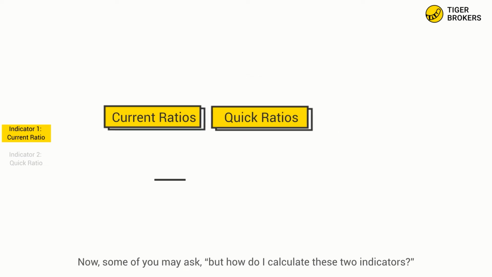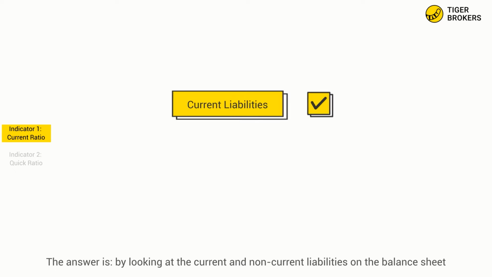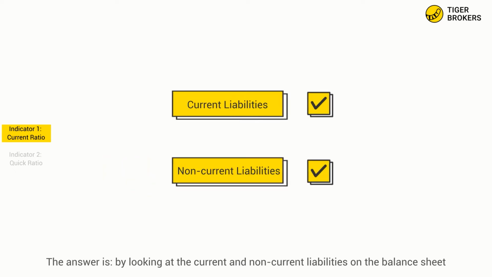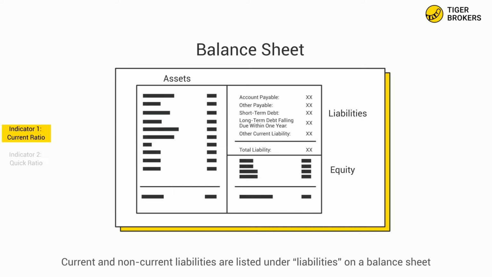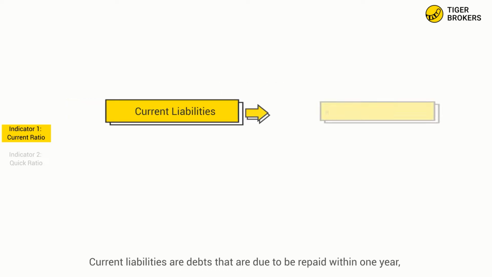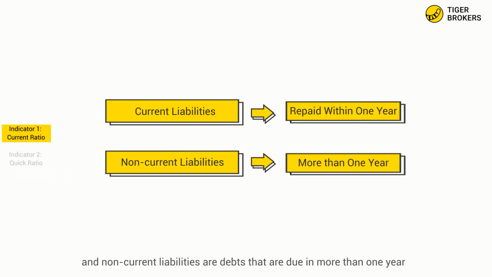Now, some of you may ask, but how do I calculate these two indicators? The answer is by looking at current and non-current liabilities on the balance sheet. Current and non-current liabilities are listed under liabilities on a balance sheet. Current liabilities are debts that are due to be repaid within 1 year, and non-current liabilities are debts that are due in more than 1 year.